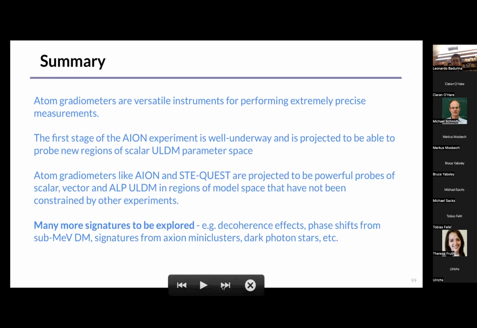But what I've said so far is certainly not the end of the story. This is just the very tip of the iceberg. There are many, many more signatures to be explored. This is something that I'm working on on a daily basis. This includes decoherence effects or phase shifts from more massive dark matter candidates, say sub-MeV dark matter candidates, and also looking for the signatures from transient phenomena like axion miniclusters, dark photon stars, etc.